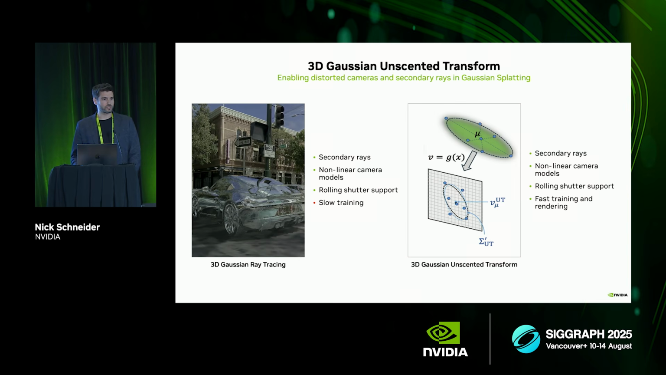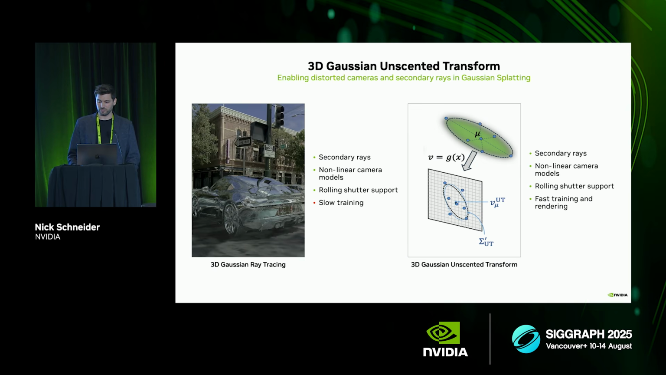So how has the world changed since then? 2 key papers from NVIDIA that enabled Gaussian splatting for a broader range of applications are 3D Gaussian ray tracing and 3D Gaussian unscented transform. 3D Gaussian ray tracing introduced ray tracing to Gaussians, and with that enabled secondary lighting, nonlinear camera models, such as fisheye cameras, and also compensated rolling shutter effects. However, training and rendering time was quite impacted by that.